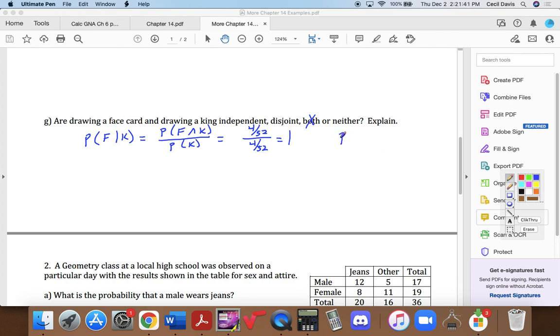So what's the probability that it's a face card? Not 1. Oh, wait, sorry. It's 3 times 4 over 52, so that'd be 12 over 52. That's not 1. So these are not independent. Cross that one out. Could they be disjoint? Maybe. So if I draw a king, can I not draw a face card? No. So they're not disjoint either.